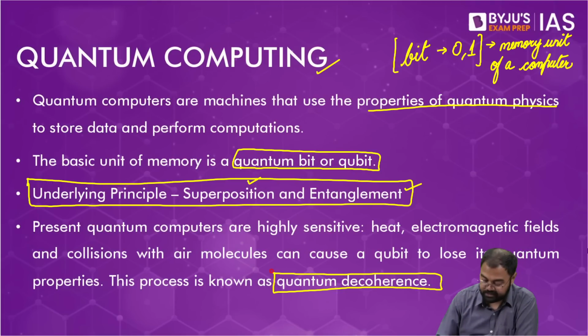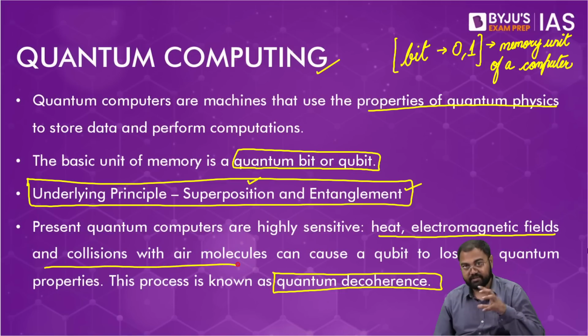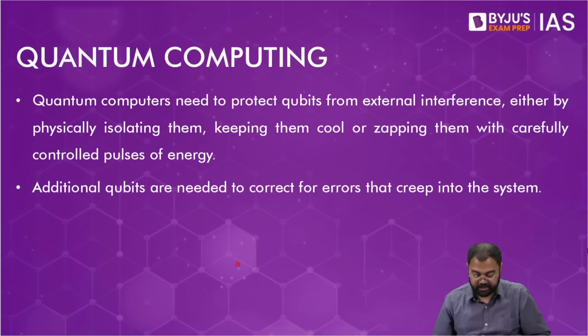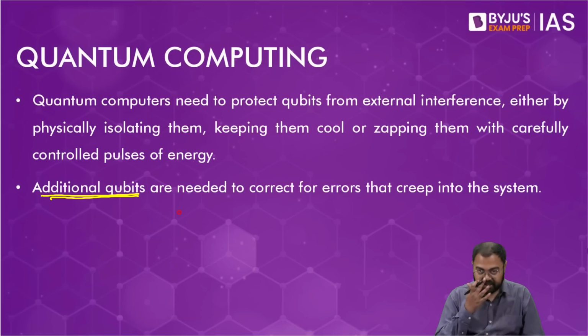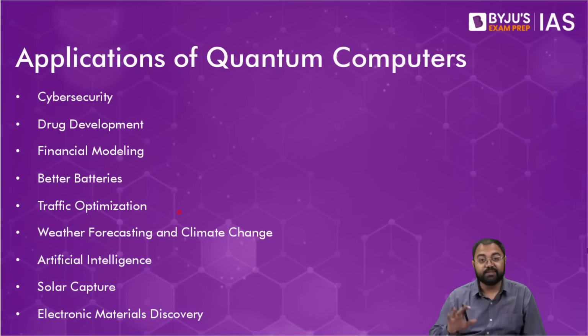Quantum decoherence. So heat, electromagnetic fields, collision with air molecules, etc., all these things can lead to these quantum bits or qubits losing their properties. And if they lose their properties, then it is called quantum decoherence. That's why there are additional qubits required, so that if at all something goes wrong, they can be replaced with new qubits. So that's why there are these extreme conditions under which quantum computers can work.